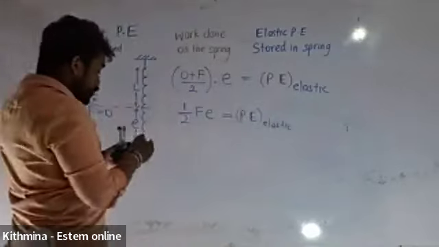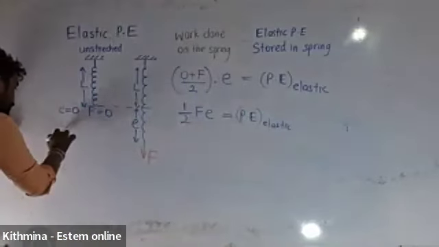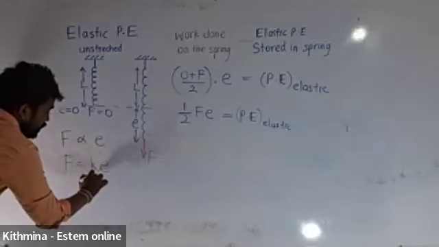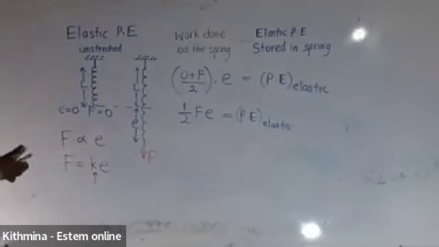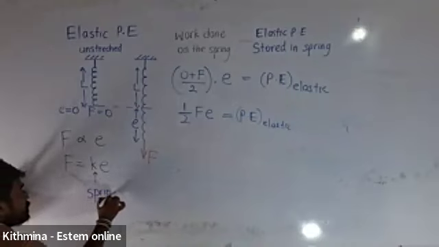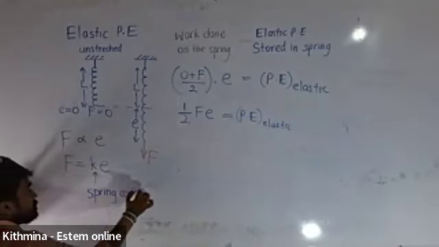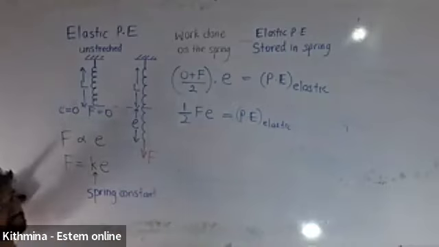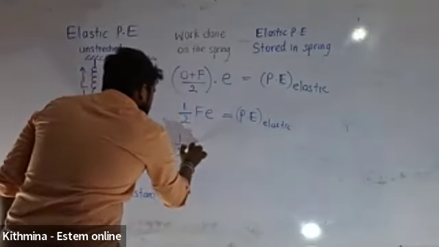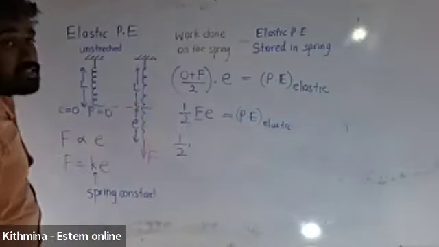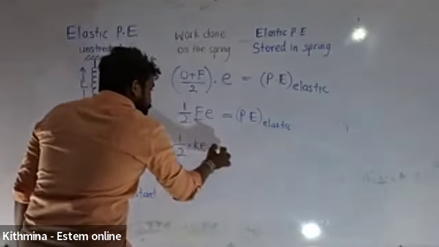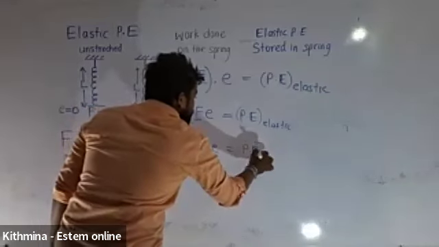By Hooke's law, we know F is proportional to E, then F equals K E. K is the spring constant. Write all these things. K is the spring constant. Then we can apply K E instead of this F, and with this E here, it becomes the elastic PE.